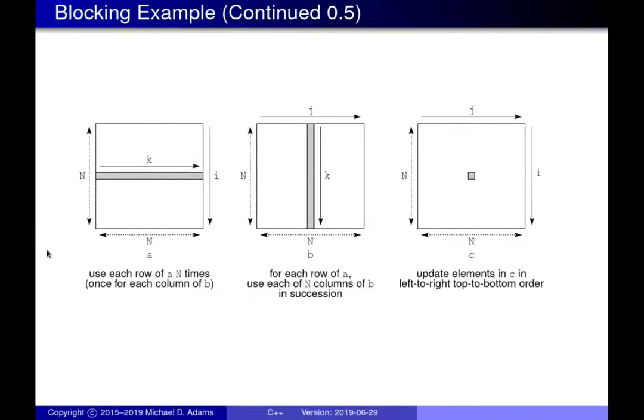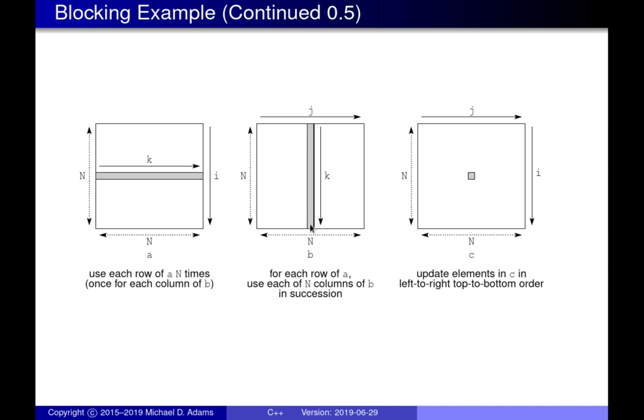In terms of a picture, the code on the previous slide has the following behavior. In the innermost loop, we're going to be scanning along a row of A, so scanning along like this. Because the matrices are stored in row major order, when we're scanning across a row, we're going to be walking through consecutive memory addresses, so this is very friendly with respect to the cache. However, when we're accessing B in the innermost loop, we're going to be scanning down a column.